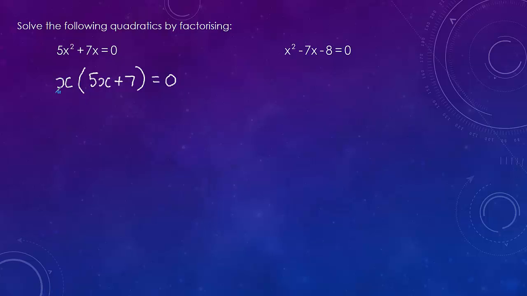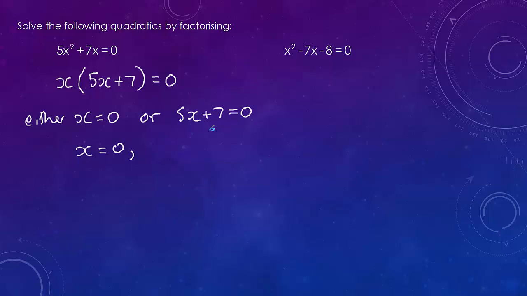Now what we have is x multiplied by this bracket being equal to 0. If two things are multiplied together giving 0, either one of them is 0 or the other is 0. So we can say that either x is equal to 0 or 5x plus 7 is equal to 0. So if x is 0, this whole thing is 0. If the bracket is 0, the whole thing is 0. So that gives us x equals 0.